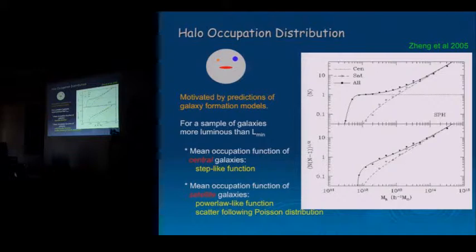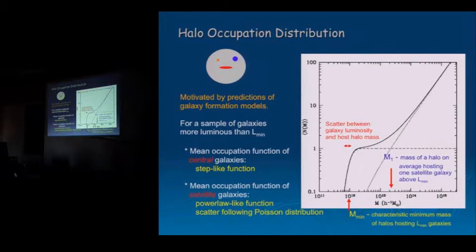The mean occupation function of central galaxies is more like a step function. Above a certain halo mass, there's always one central galaxy inside the halos. And the mean occupation function of satellite galaxies looks like a power law, with a scatter that's more like a Poisson scatter. There are several key parameters in this parameterization. There are two mass scales.